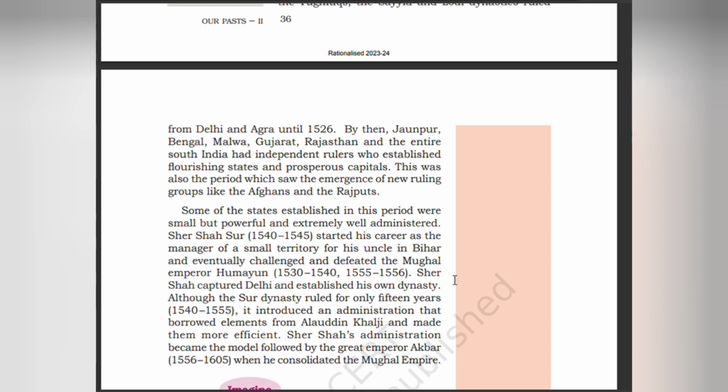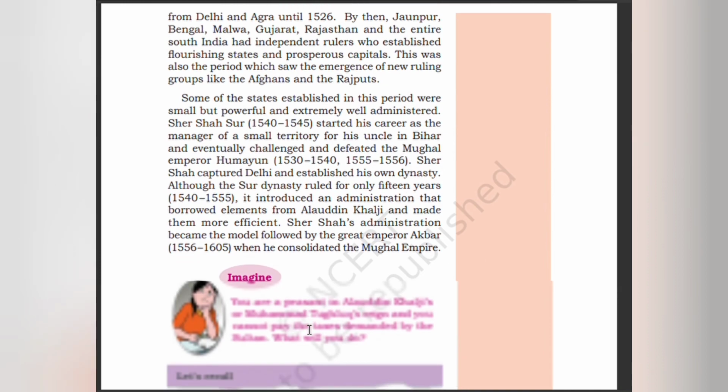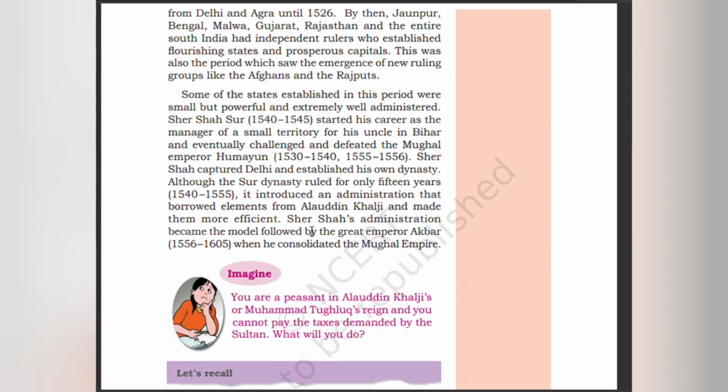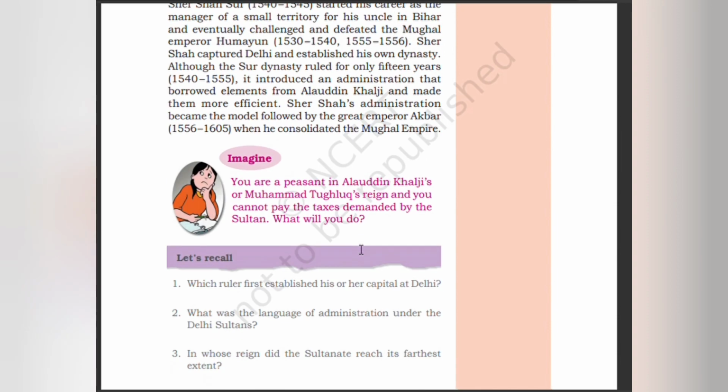Sher Shah Sur started his career as a manager of a small territory for his uncle in Bihar, and eventually challenged and defeated the Mughal Emperor Humayun in 1540. Sher Shah captured Delhi and established his own dynasty. Although the Sur dynasty ruled for only 15 years, it introduced an administration that borrowed elements from Alauddin Khalji and made them more efficient. Sher Shah's administration became the model followed by the great emperor Akbar, 1556-1605, when he consolidated the Mughal Empire.